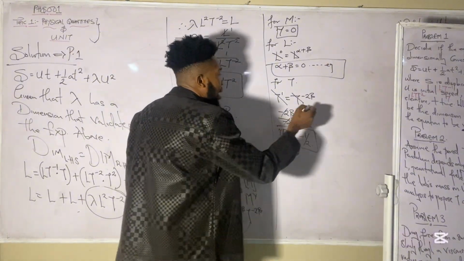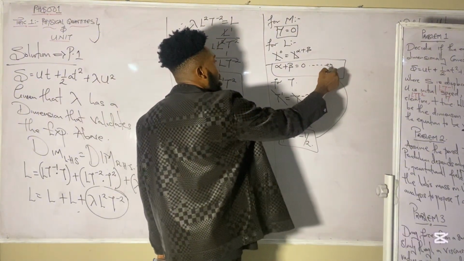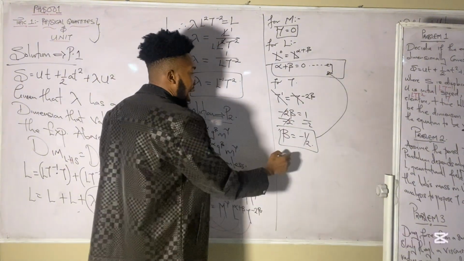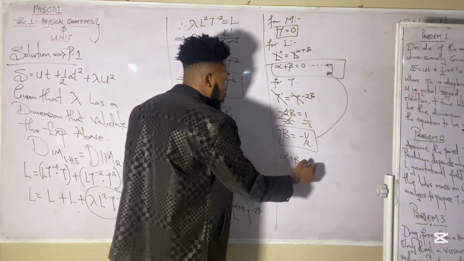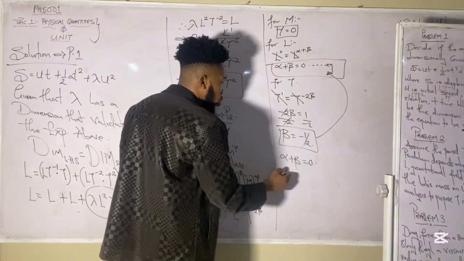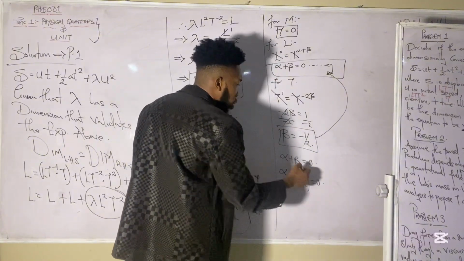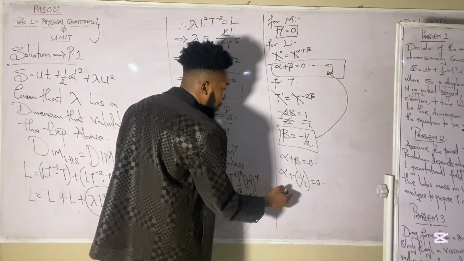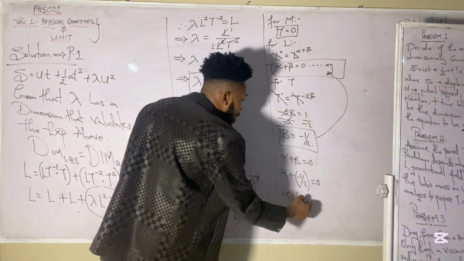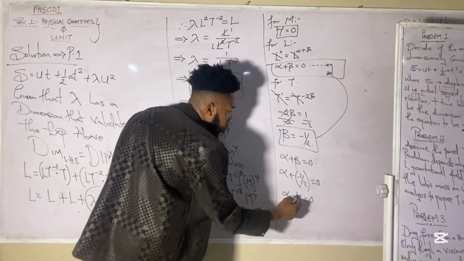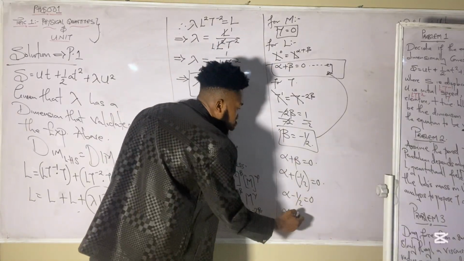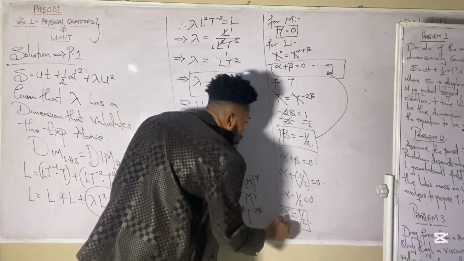Now that I've gotten beta, we can now use the beta value in this equation here to get alpha. Alpha plus beta was equal to 0. Now we know that beta is minus 1 over 2. Alpha plus open bracket minus 1 over 2 is equal to 0. Plus and minus is minus. Alpha minus 1 over 2 is equal to 0. So that alpha can be equal to, when you carry this to the other side there, it turns to 1 over 2. So we know what alpha is.